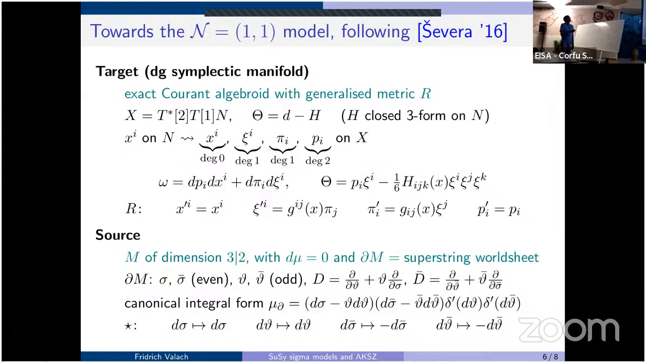The virtue of this thing is that you can work with it in a coordinate-free way, but just for simplicity of presentation, I'm giving you the coordinates as well. There is a more conceptual explanation behind it, which is, in this case, that the target is a so-called exact Courant algebroid with a generalized metric. Or if you wish, it can be written in this way: a specific choice of shifted tangent and cotangent bundles of some manifold with the function theta being given by some expression involving a closed three-form. But anyway, if you know this, that's good. If you don't, let me just tell you what this target is in coordinates. First of all, you have some ordinary manifold N.